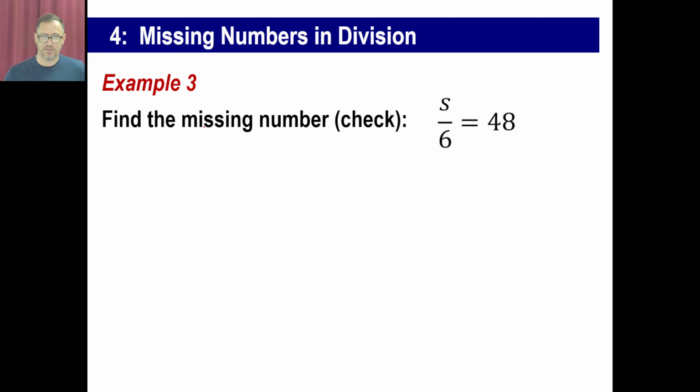Okay, let's try a couple of these. Find the missing number and check. Now, this is a trick. This is going to get you because I know 8. I got 8, because 6 times 8 is 48. Well, let's check it then. Let's write the same thing: s divided by 6 is 48. We say that the letter s is 8. So, is 8 divided by 6 equal to 48? No, that's not it at all. So we did something wrong.